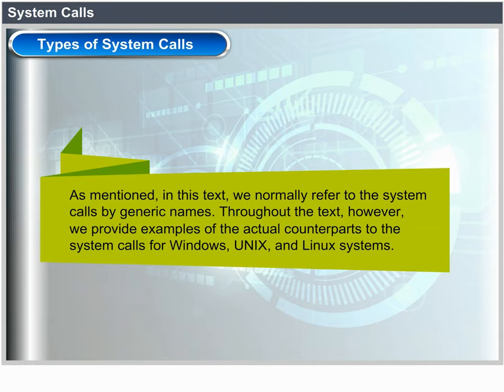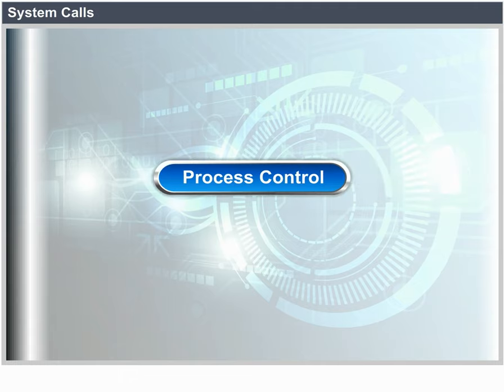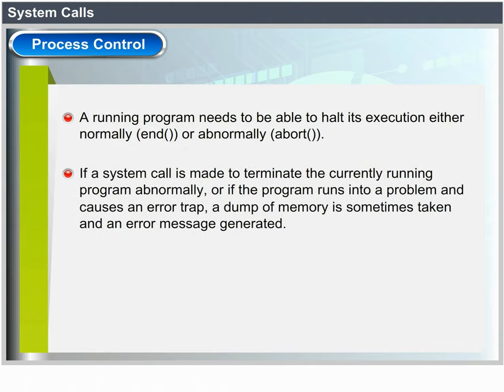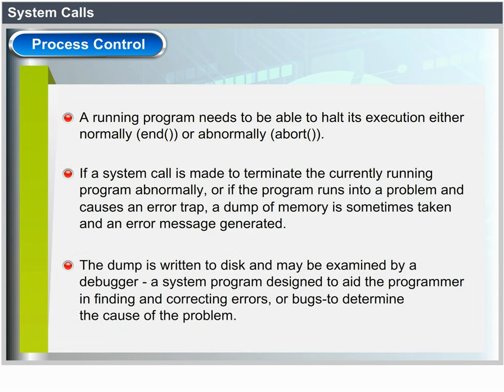Process control. A running program needs to be able to halt its execution either normally, end function, or abnormally, abort function. If a system call is made to terminate the currently running program abnormally, or if the program runs into a problem and causes an error trap, a dump of memory is sometimes taken and an error message generated. The dump is written to disk and may be examined by a debugger, a system program designed to aid the programmer in finding and correcting errors, or bugs, to determine the cause of the problem.